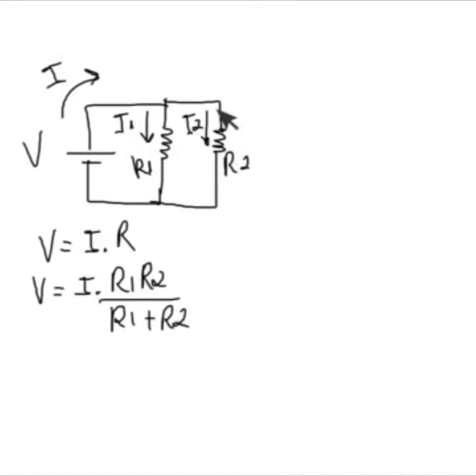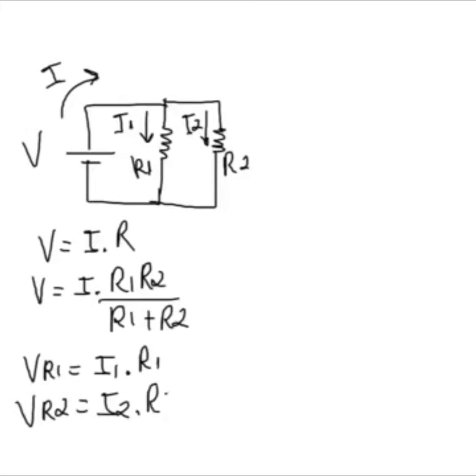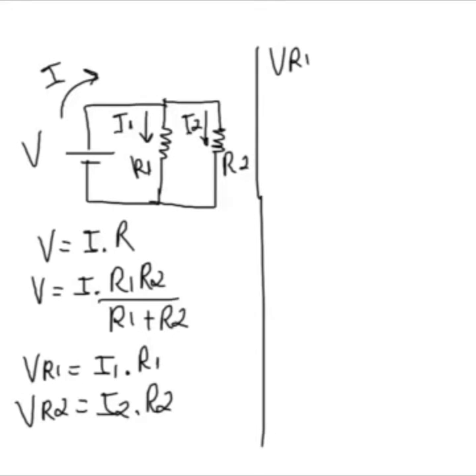We also know that the voltage through R1 and R2 can be written as VR1 is equal to I1 times R1 and VR2 is equal to I2 times R2. Because the resistors are in parallel to the voltage source, it's correct to assume that VR1 is equal to V and VR2 is also equal to V. We know that V is equal to all these equations, and VR1 and VR2 are represented by these equations.